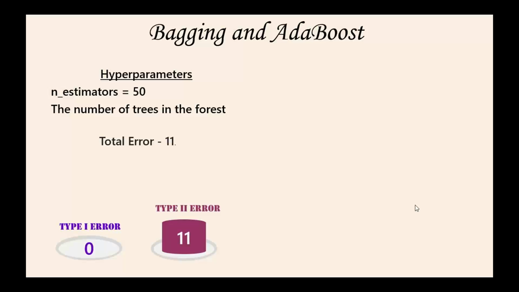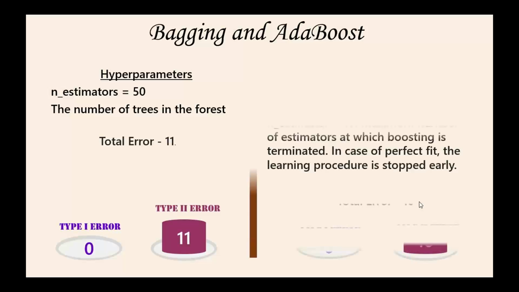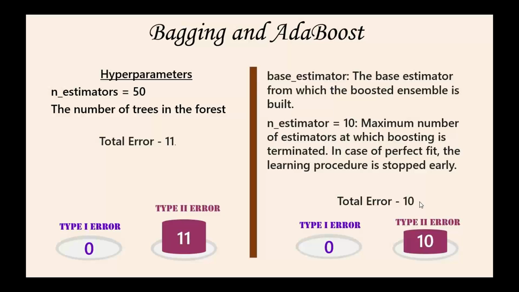After trying a lot of values for n_estimators, we finally came to the value 50, where we were able to reach a total error of as low as 11. In this case, not a single non-defaulter was predicted as a defaulter, so that was a very good output. And in the case where the users were defaulters, only 11 people were predicted as non-defaulters. So this was a very satisfying output.